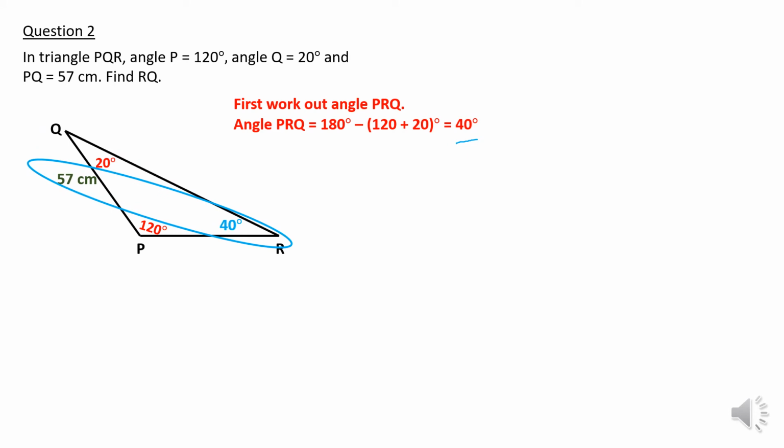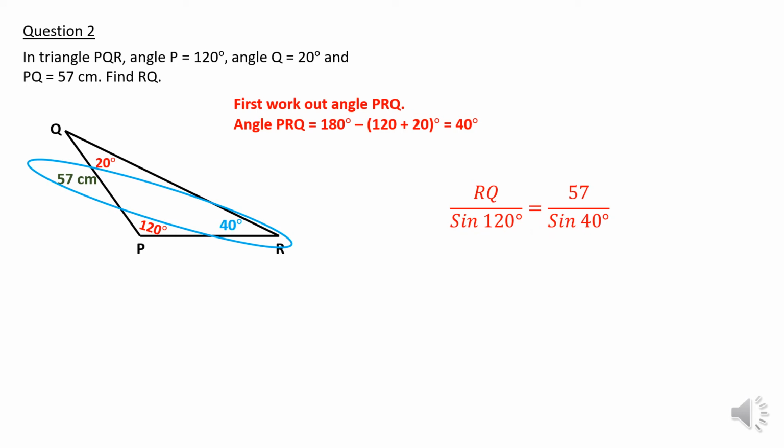I've got an angle of 40 degrees, and I have a side that is opposite that angle of 57 centimeters. Now I'm supposed to find RQ, which is this long side here, which means 120 degrees is coming into play, because 120 degrees is opposite that particular side, RQ. So it's very important that you also understand how to deal with this particular question.